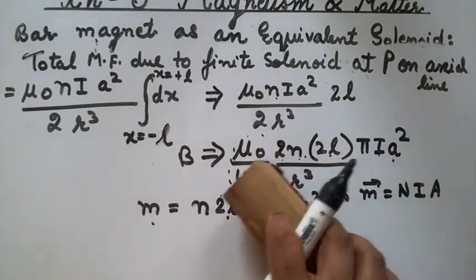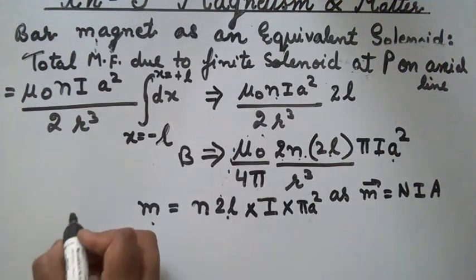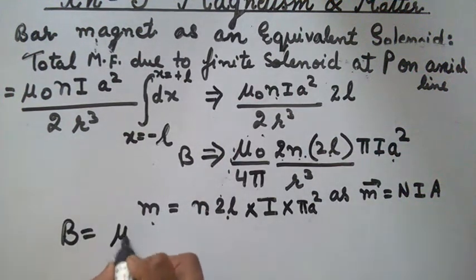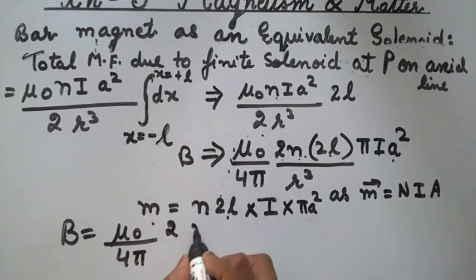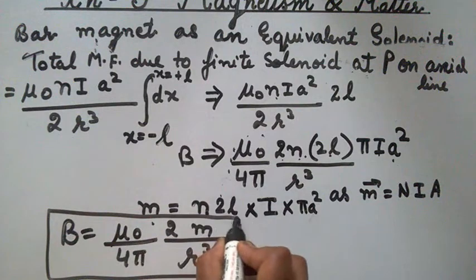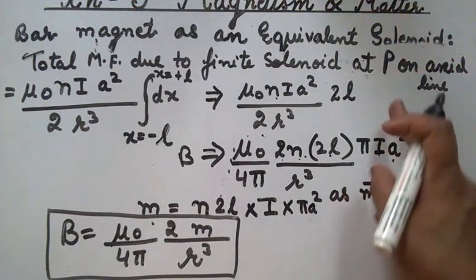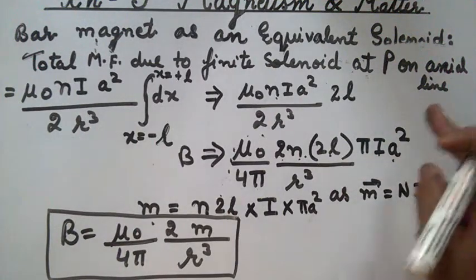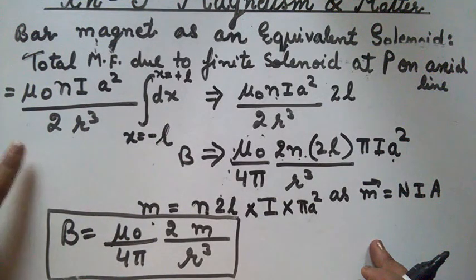On substituting the value of magnetic dipole moment, B is given as mu naught by 4 pi into 2 m by r cube. This is the value of magnetic field at point P on an axial line due to the solenoid. And we can see that it is similar to the value of magnetic field due to a bar magnet.